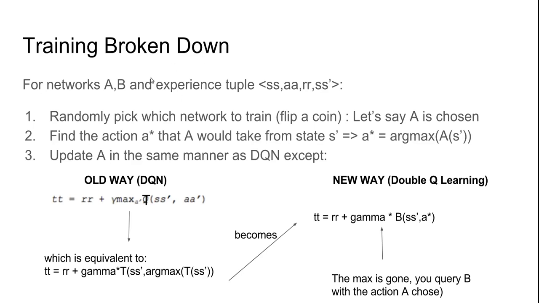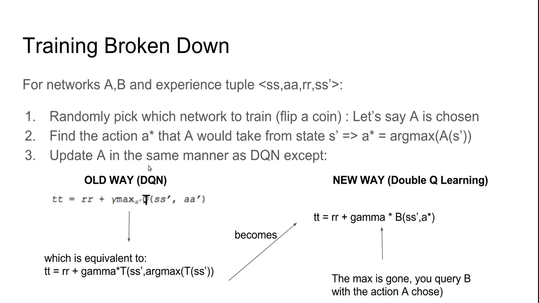So here's what that looks like. If you have networks A and B, and you have an experience tuple, S, A, R, S prime, you'll randomly pick which network to train just by a coin flip. So let's pretend that we chose A. We'll find the action denoted by A star that A would take from S prime. That's equivalent to argmax of A queried with S prime.